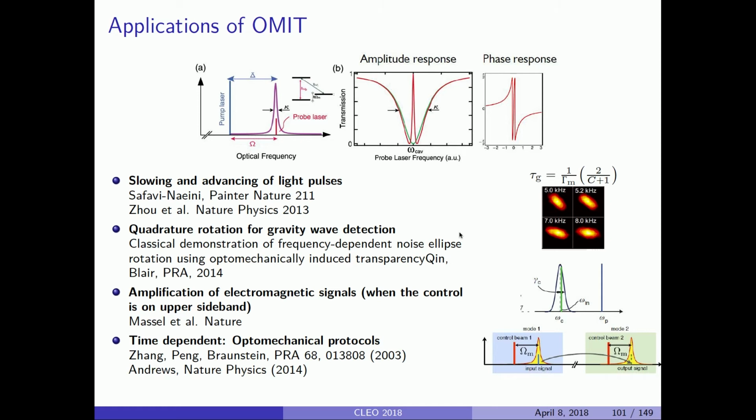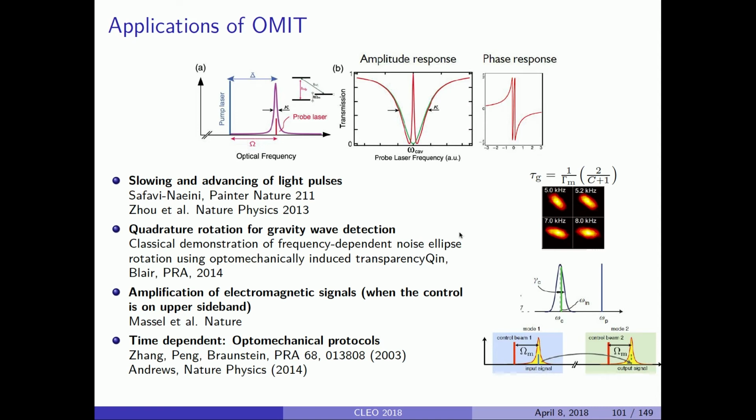If you inject light, because of this change of the phase with respect to frequency, the light that is emitted from the cavity has a rotated quadrature, and it can rotate over a bandwidth given by gamma m. So this is one of the applications conceived for optomechanically induced transparency: quadrature rotation of light used for gravitational wave detectors.